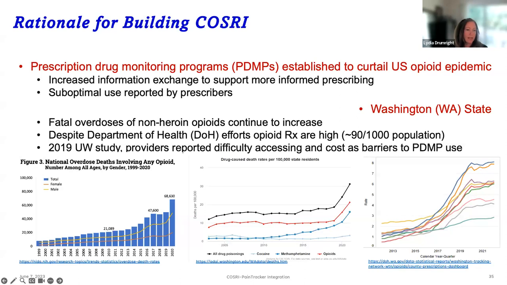And despite Department of Health's efforts, opioid prescribing rates are still really, really high in Washington state, as you can see in panel three. In 2019, one of our colleagues at UW did a study to figure out what was going on with providers and PDMP. The providers in Washington state said it was really difficult accessing PDMP. There were cost barriers, there were technical barriers. So the idea for COSRI originally was to help support access to PDMP. Next slide, please.